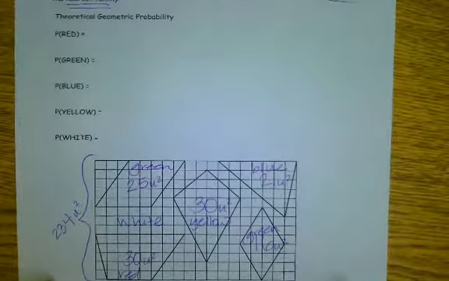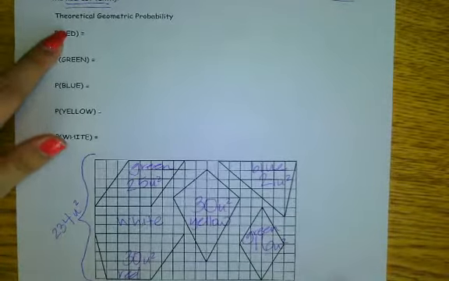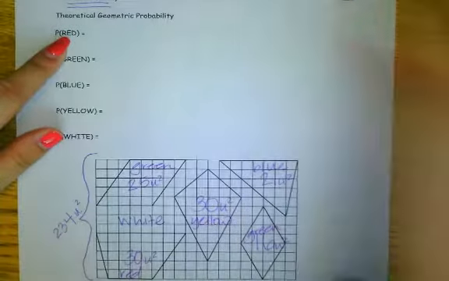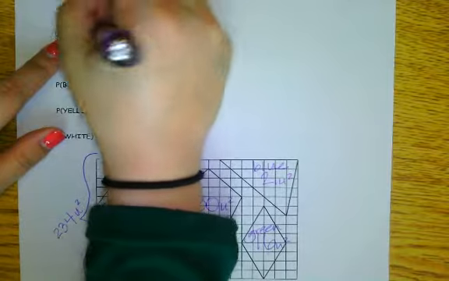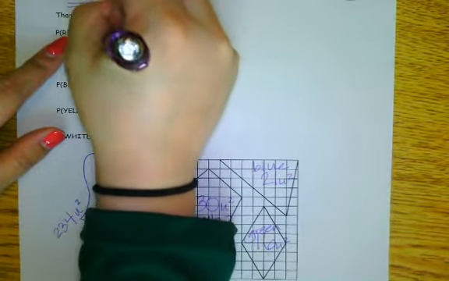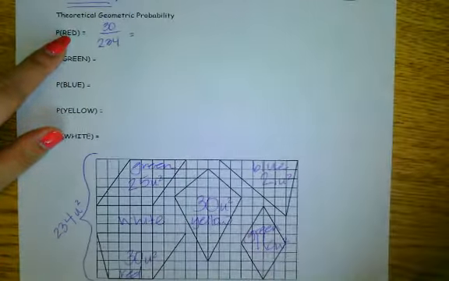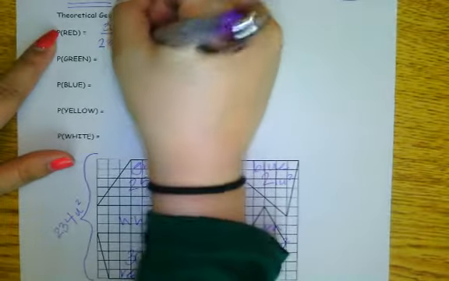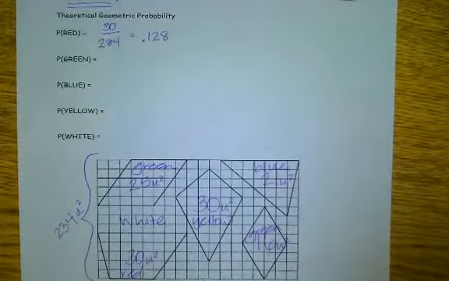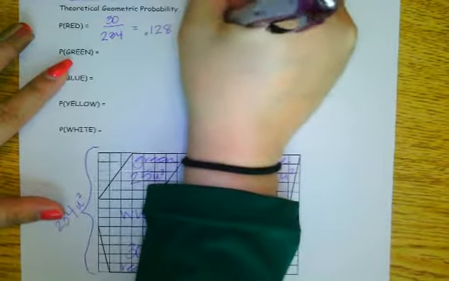So for example, I'll do number 1 with you guys. The probability of landing on red. What is the area of my desired region? 30. And what is my total area? 234. So when you type that into your calculator, what do you get? 0.128 and change probably? So as a percent, what is that? Very good. So you're going to do that for the remaining 4 problems.